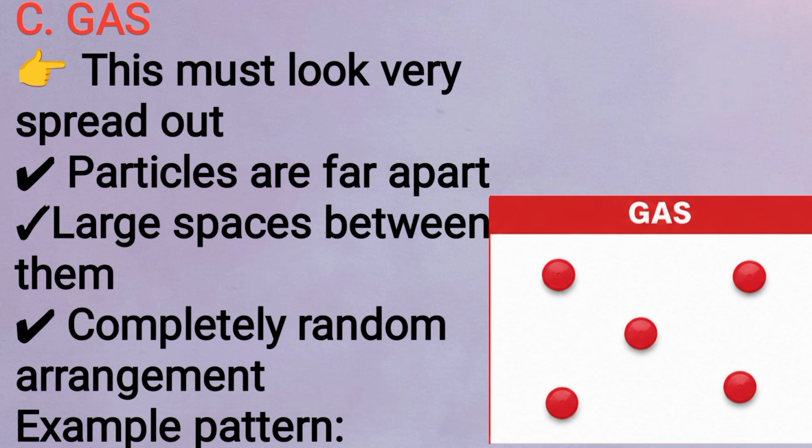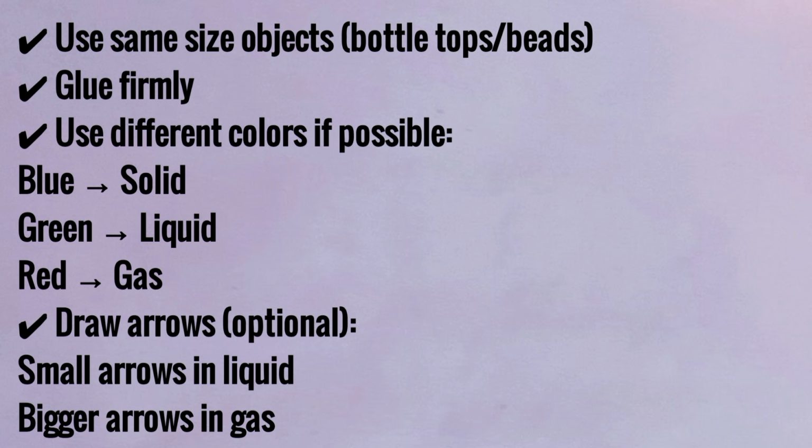After doing that, we have important presentation rules. Make sure you are using same size objects, that is bottle tops or beads, they should be of the same size. When you are gluing, make sure you glue them firmly and use different colors if possible. We talk about complementary colors. You can make blue to be solid, green to be liquid, and red to be gas. Now, after that, you are going to label each model clearly as solid, liquid, or gases.